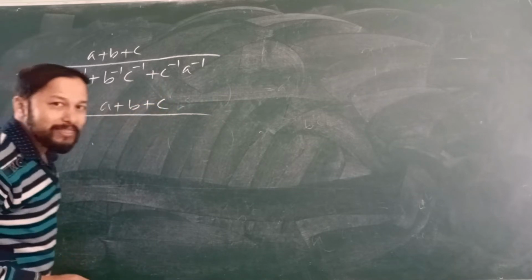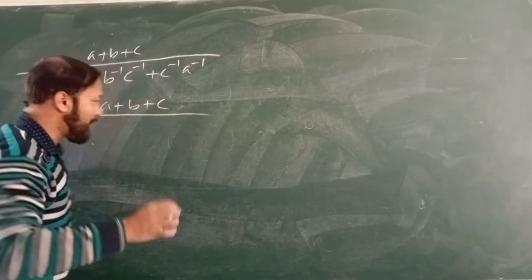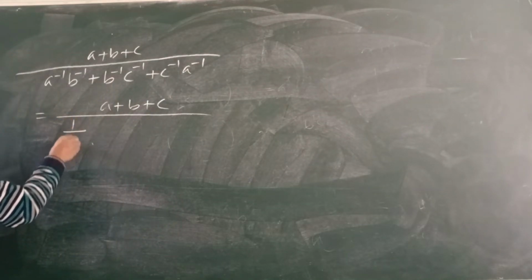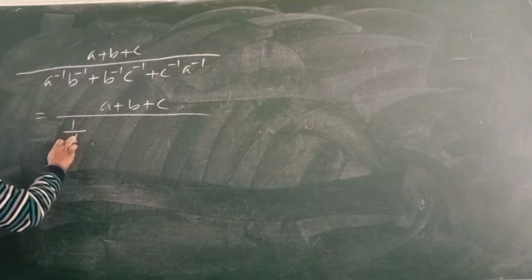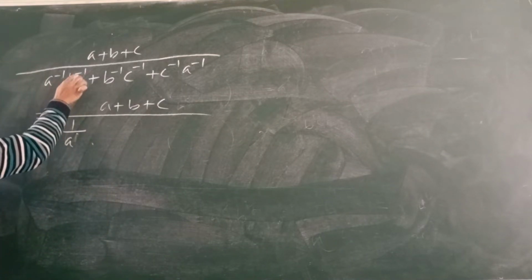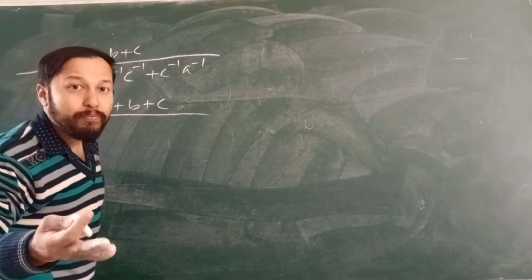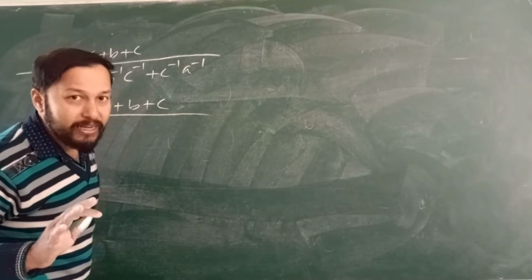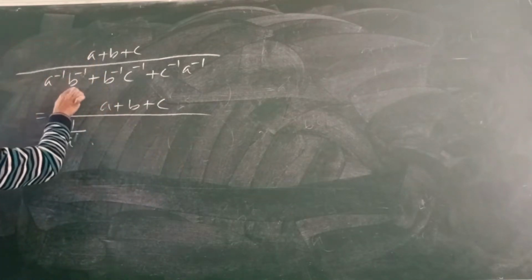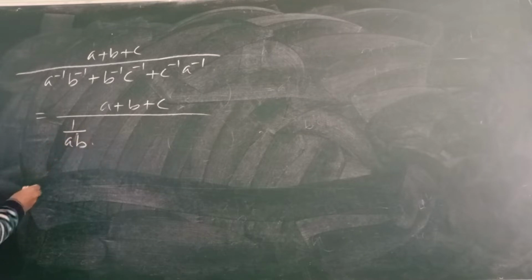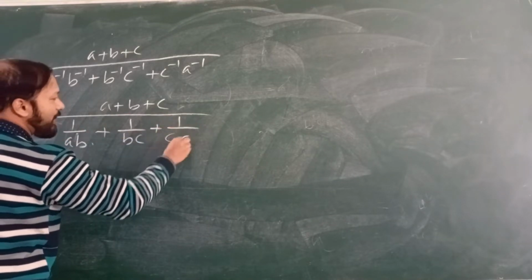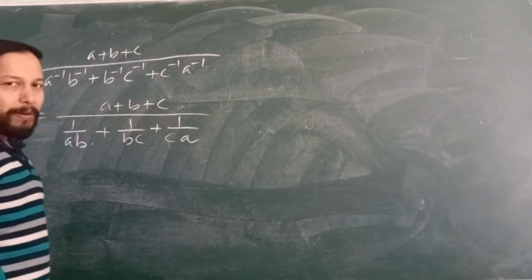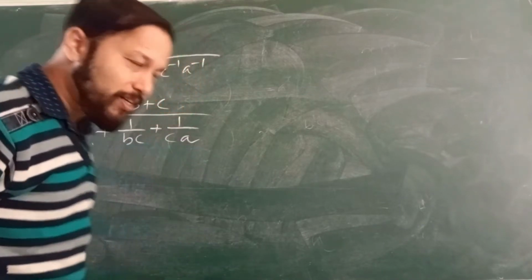A to the power minus 1 means 1 by A to the power 1. A to the power 1 means A. Same here, B to the power minus 1 means 1 by B to the power 1, that is 1 by B. So 1 by A into 1 by B is 1 by AB, plus 1 by BC, plus 1 by CA. Understood?